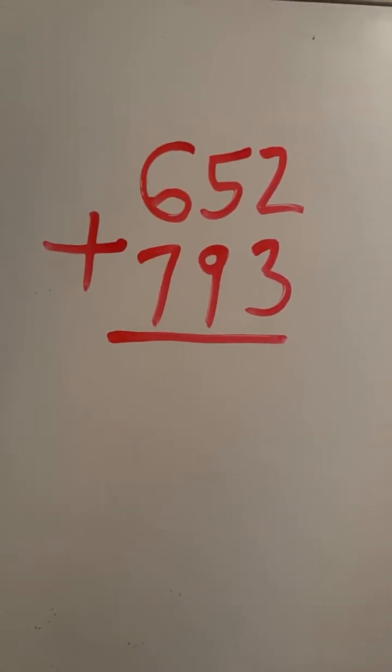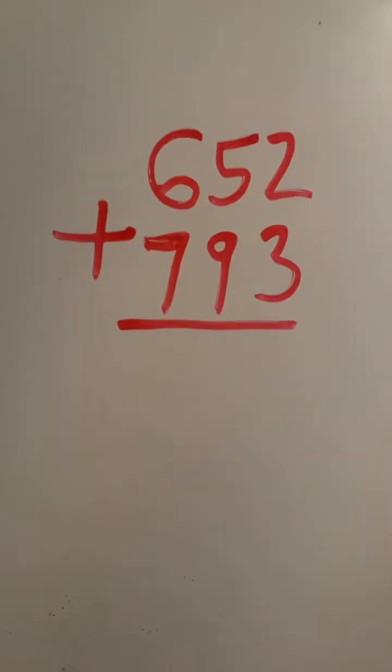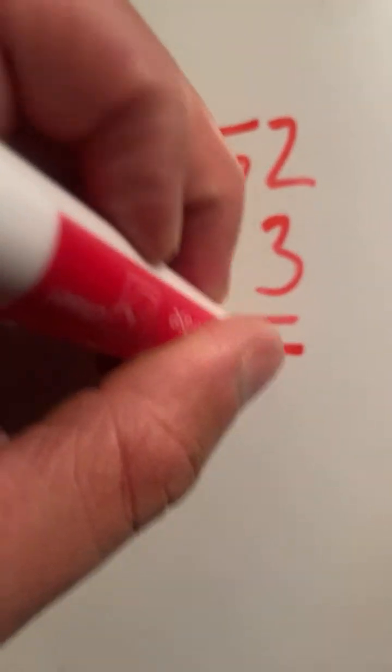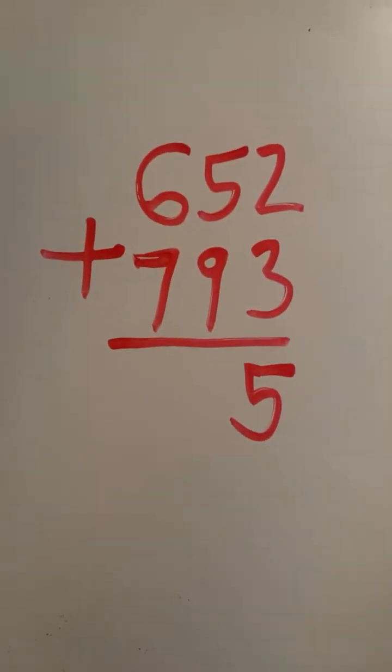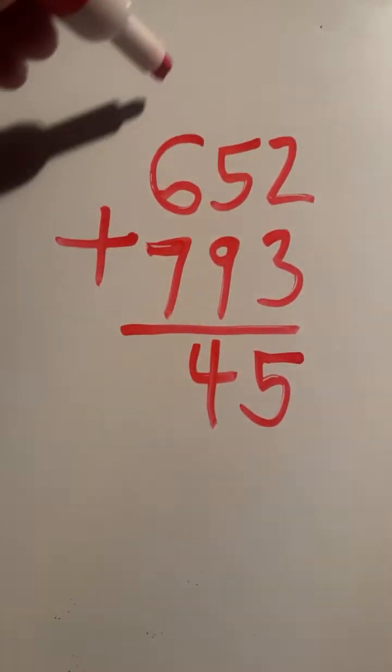652 plus 793. So we start in the ones place. 2 plus 3 equals 5. Then we move over to the tens place. 5 plus 9 equals 14. 4, carry the 1.